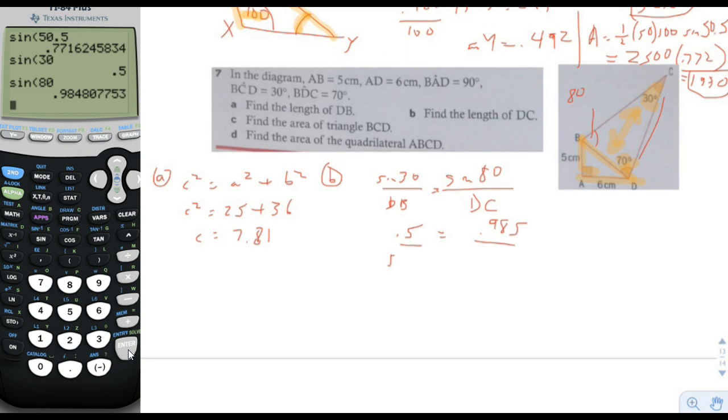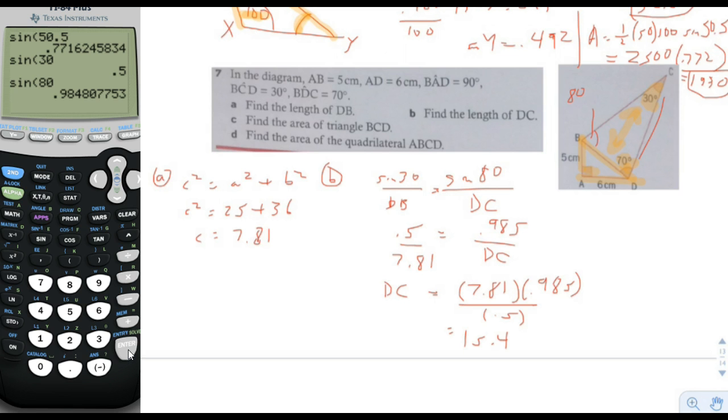Okay. DB, we just figured it out. DB was 7.81. And then DC is what we want to know. So we'll cross multiply. 7.81 times 0.985, divided by 0.5. Okay. 7.81 times 0.985 divided by 0.5 is 15.4. So DC is 15.4. That looks about right.